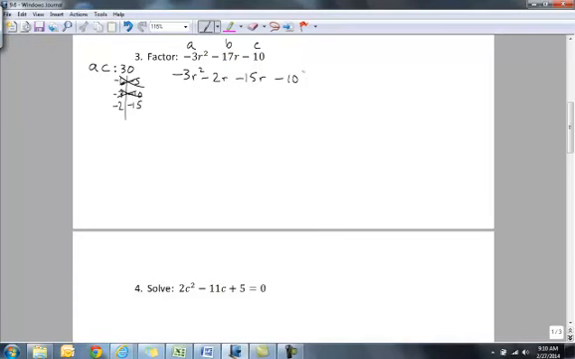Okay, once we've done that, our next step is to group. I'm going to group the first two, I'll group the second two, and I'm going to put the plus sign in between there just so we don't accidentally think this is multiplication all of a sudden. All right, and I'm going to factor out the greatest common factor. So in the first grouping, the only thing in common is an r this time. What's left over is negative 3r minus 2.